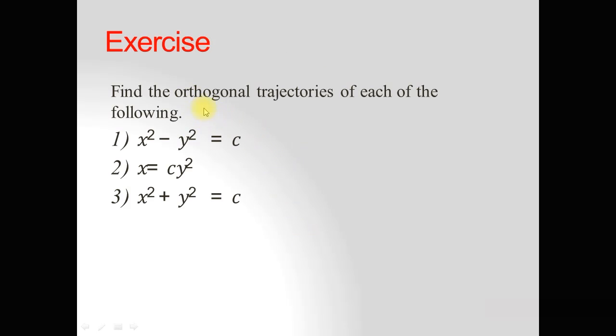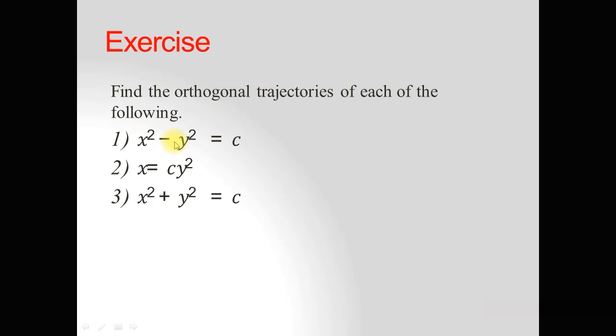Now here is an exercise for you, dear students. Try yourself to find the orthogonal trajectories of each of these families. x square minus y square is equal to c. I want to give you some hints. First of all, taking the derivative of this equation, you will get the differential equation of this given family of curves, and then taking the reciprocal of the differential equation, you will get the differential equation of the required orthogonal trajectory.